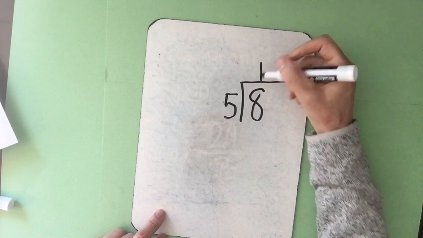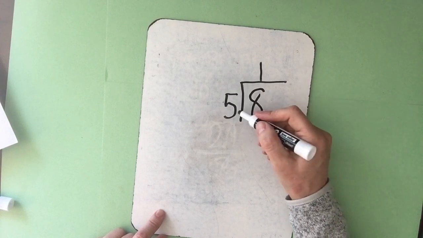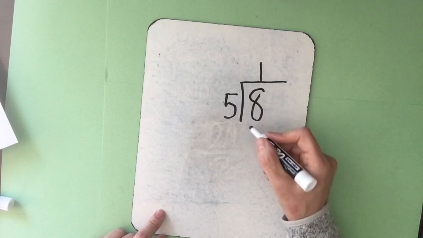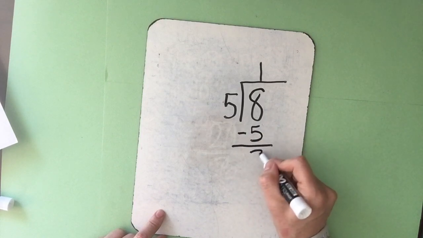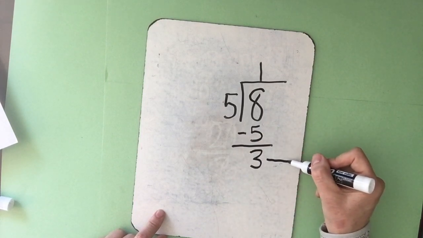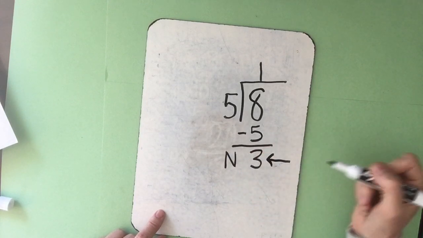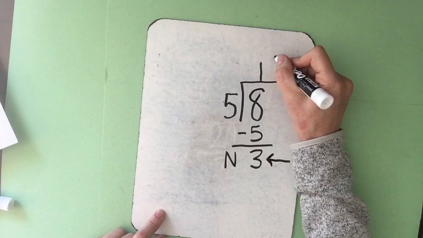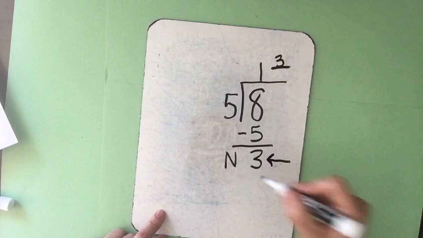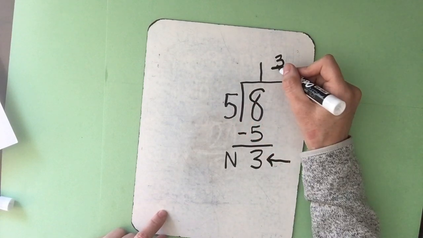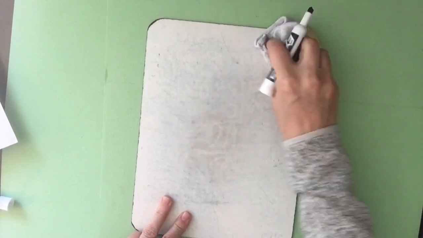So 5 can go into 8 only once, right? Then we multiply. 1 times 5 is 5. Then we subtract. And what do we call this number? It starts with an N. It's the numerator. I gave the answer away. It means numerator. And then this is always the denominator. Okay? Let's try another one for practice.